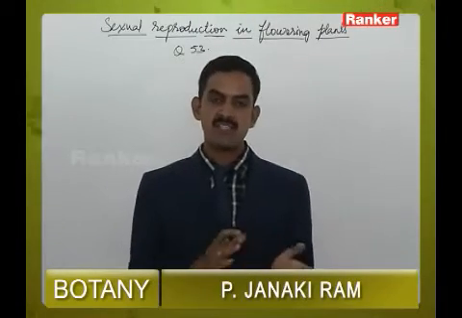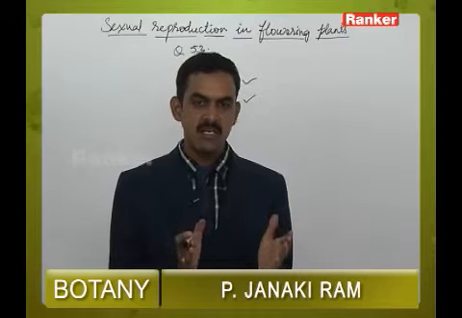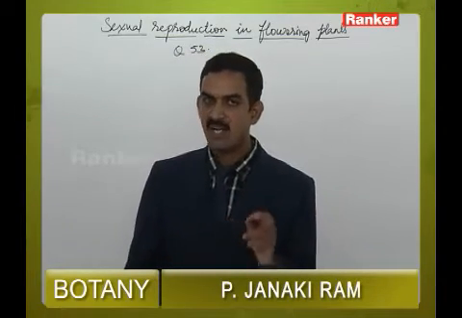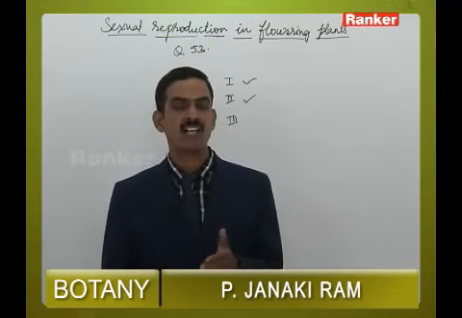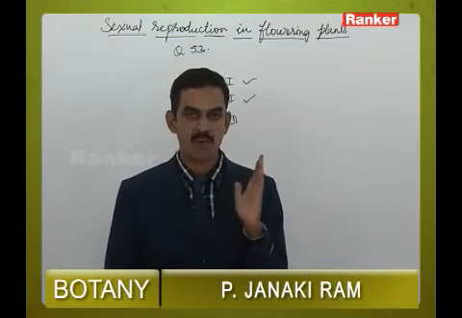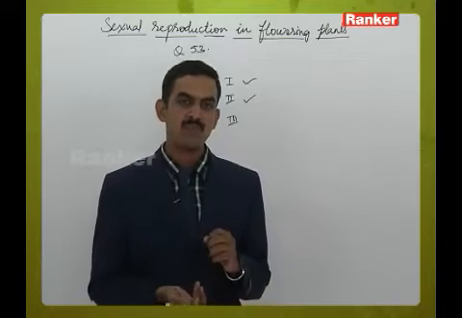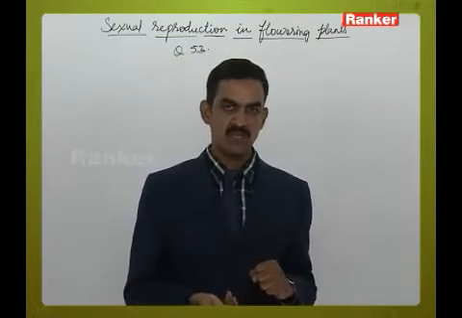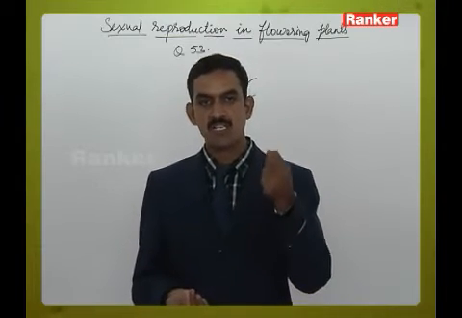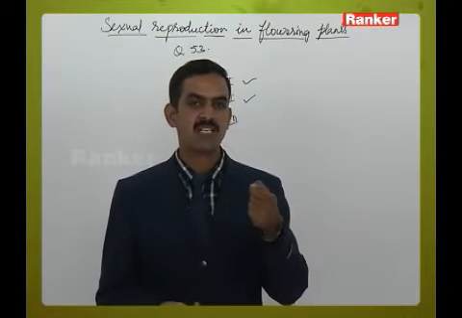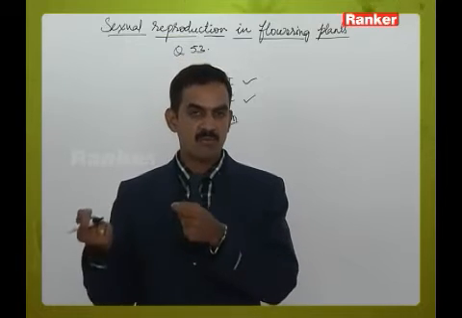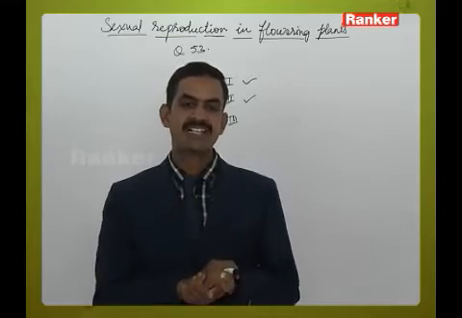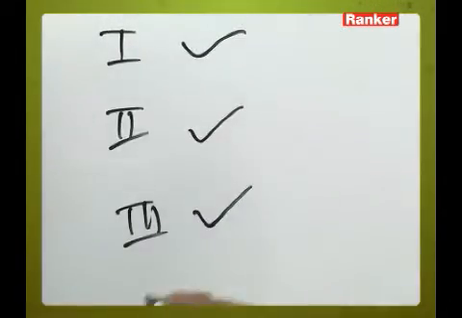Then whenever there is a chance of hybridization, there is an equal chance of genetic variations. That's the reason why genetic variations are more here when compared to geitonogamy. In geitonogamy the flowers present on the same plant are participating in cross pollination, whereas in xenogamy the flowers present on different plants are participating. So as the flowers of different plants are participating, the genetic variability will be more when compared to the geitonogamy condition. So 3 is also correct.